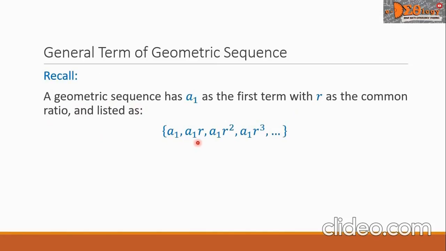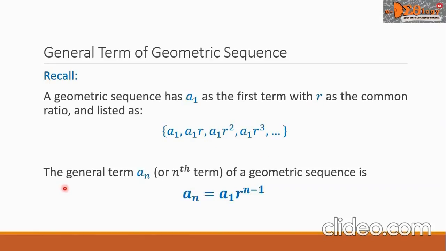The second term is the product of this a sub 1 and the common ratio. The third term is the product of the second term times the common ratio. So we see here, this is a sub 1 times r squared. For the fourth term, this is the product of the third term times the common ratio. So we have a sub 1 times r cubed.